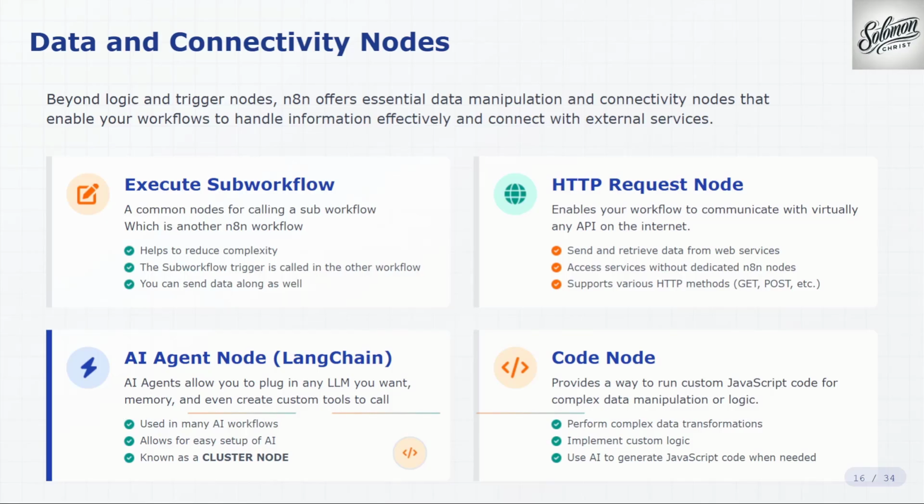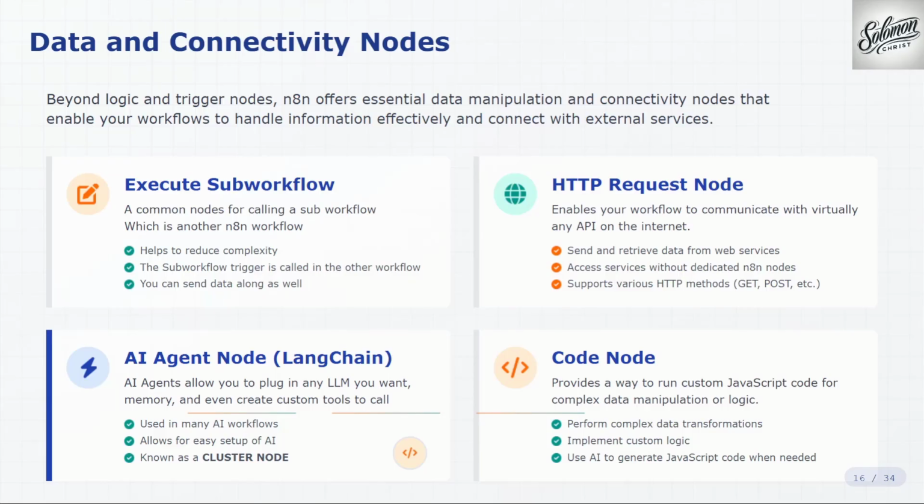The next node is the HTTP request node. It is a versatile node, used in so many different workflows, and it enables you to communicate with virtually any API on the internet. You can send and retrieve data from web services. You can access services without a dedicated n8n node, and it supports various types of HTTP methods such as GET and POST and so on.